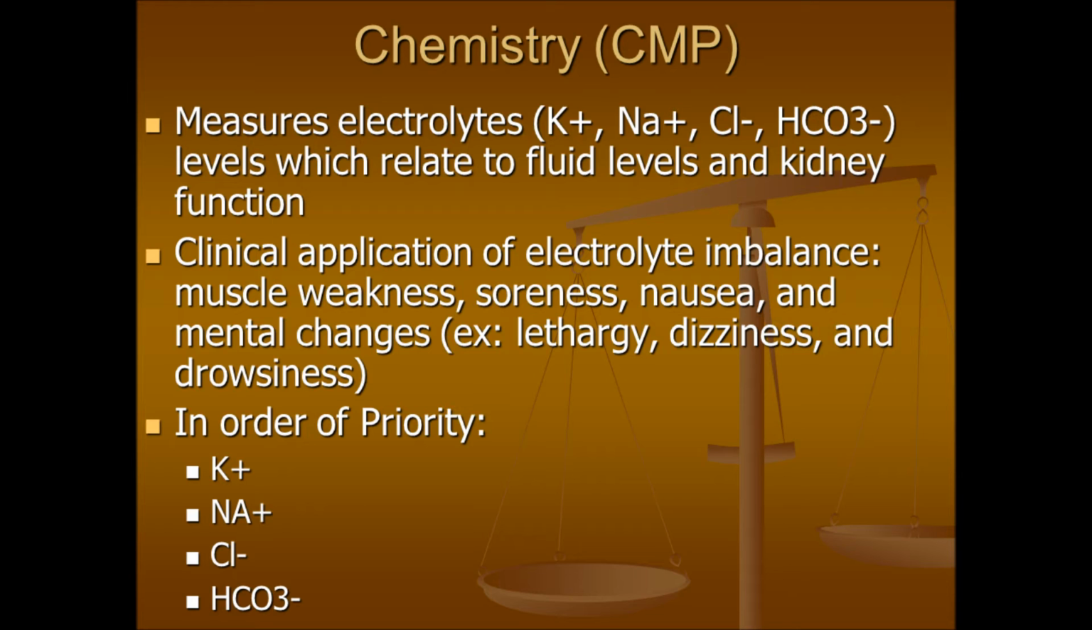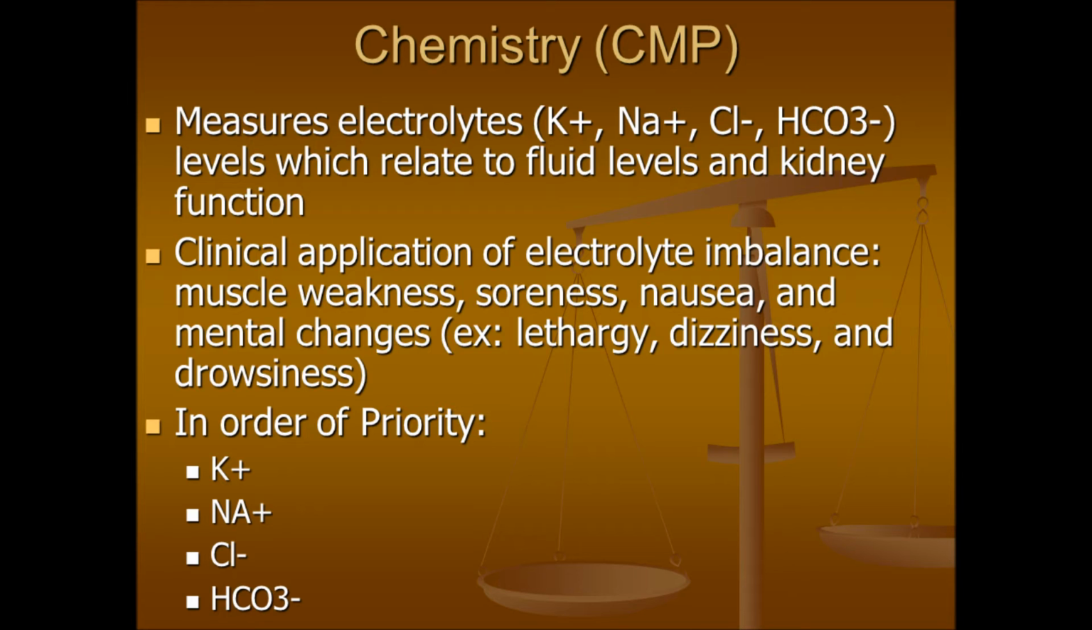As I mentioned earlier, the chemistry panel can be a CMP or BMP. It measures the electrolytes: potassium, sodium, chloride, and bicarb, in that order. Potassium, sodium, and chloride are all a part of your cardiac function. So the clinical application of getting a CMP is if your patient is presenting with muscle weakness, soreness, nausea, mental changes like being lethargic, dizzy, or drowsy.